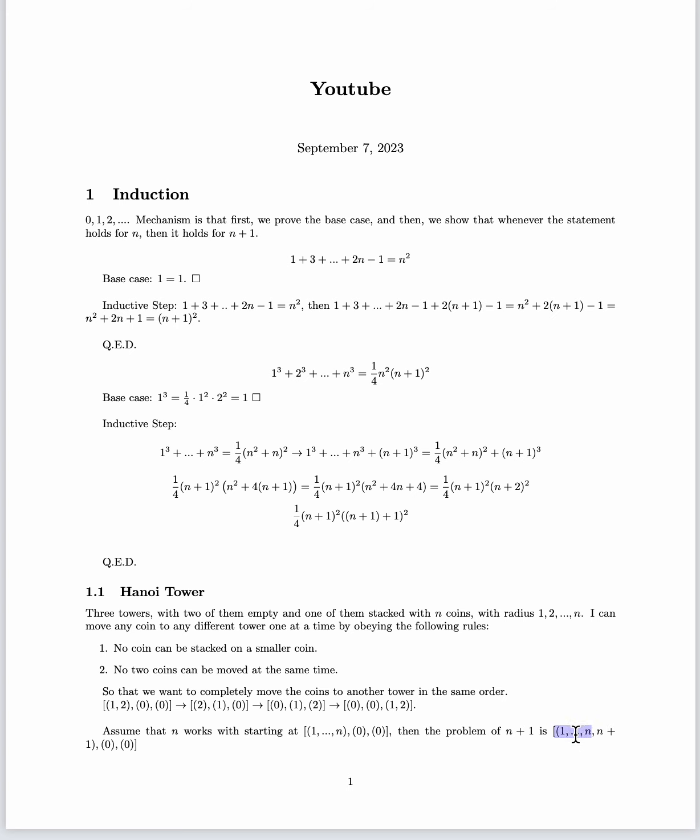So basically, we have to first move the stack of 1 to n to another tower. And that is basically the problem that we want to solve with the n case, right? Then after that, we just successfully move this into 0, 1, and well, actually n plus 1.